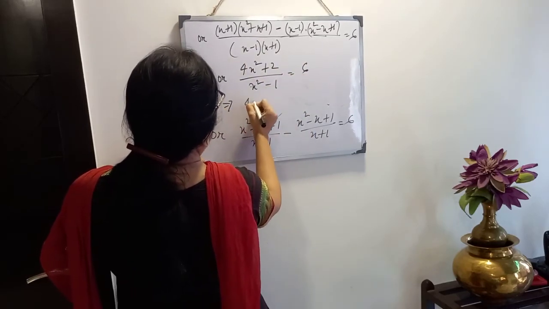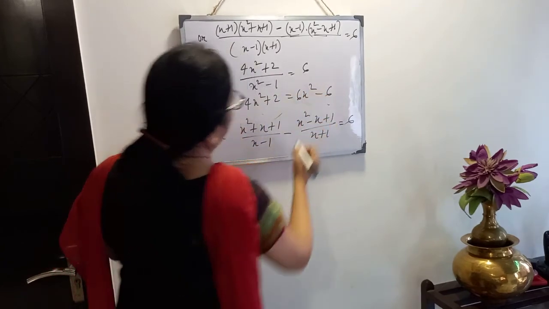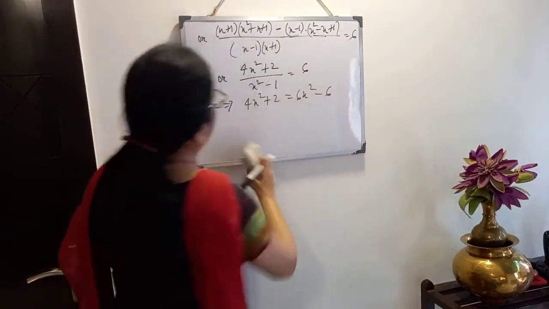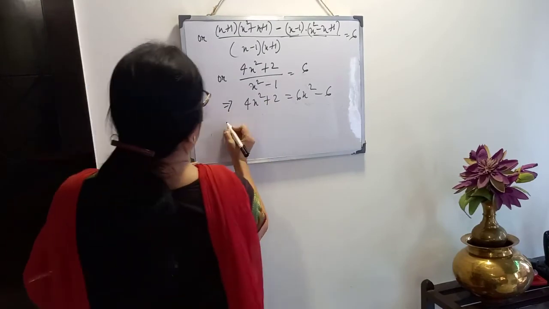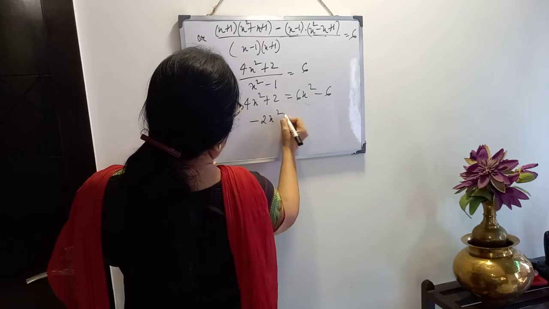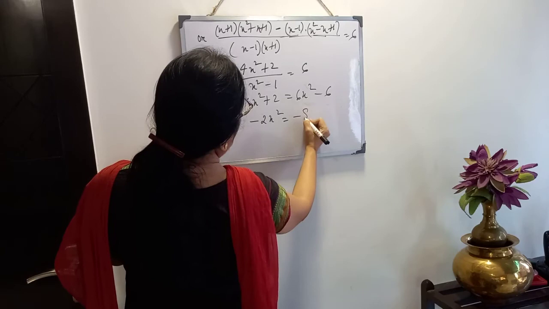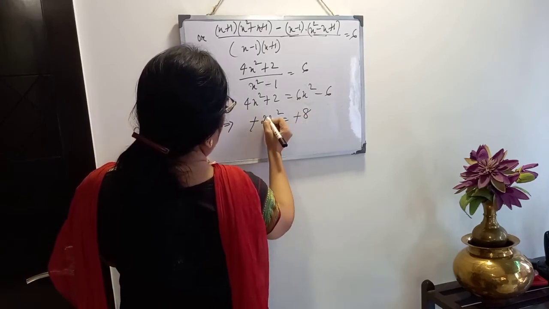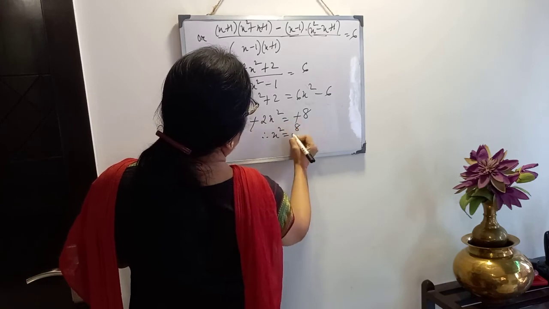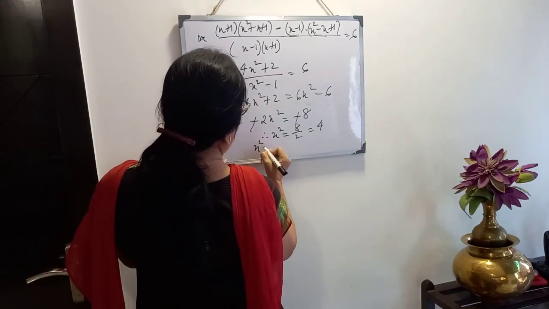Then 4x square plus 2 equals 6x square minus 6. Then 4x square minus 6x square means minus 2x square. And this 2 will go that side, it will become minus 2 and minus 6, minus 8. Minus minus cancel and x square equals 8 by 2. That means 4. Now here you have to think.